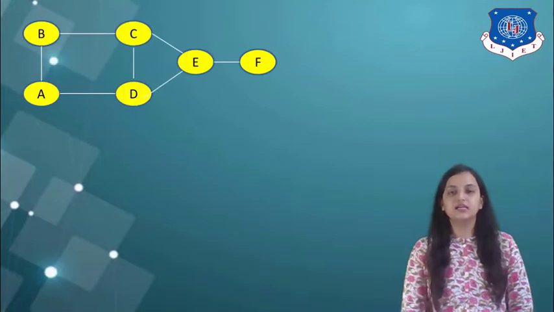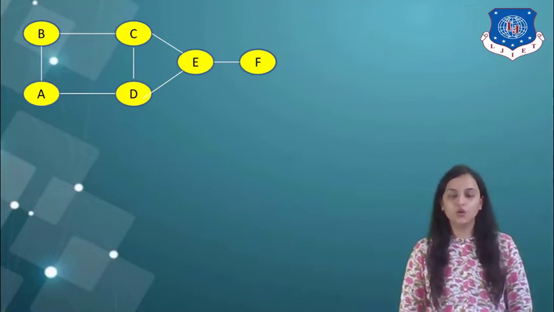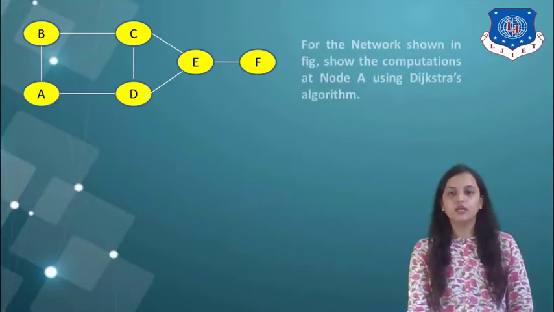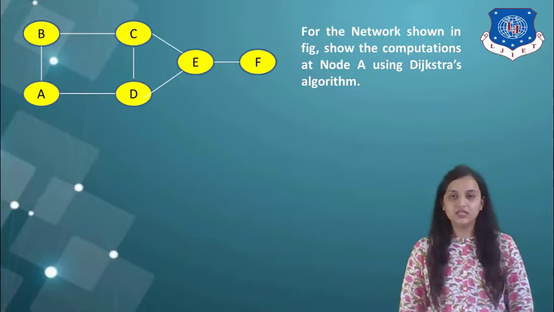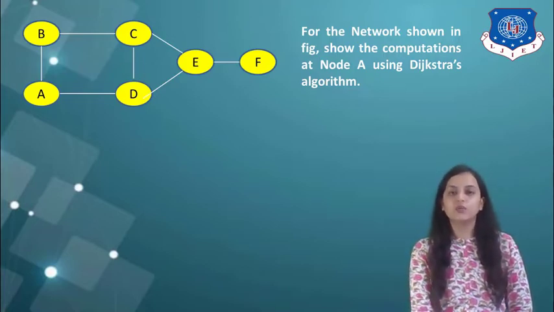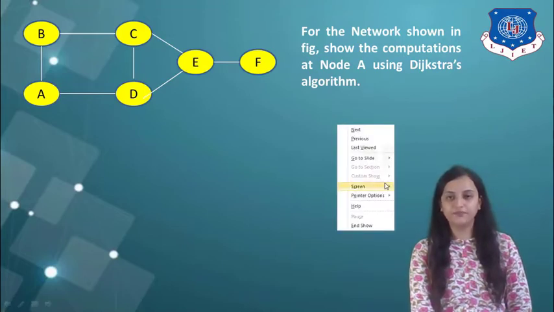So to understand this, let us consider one network over here. In this network, the figure shows the different routers or nodes to which the shortest path routing is to be obtained. So here for the network which is shown in the figure, we have to show the computations at node A using Dijkstra's algorithm. Now in this network, there are labels which indicate time delay or distance or any such parameters. So let's see what are those label values using which we are going to select the shortest path.